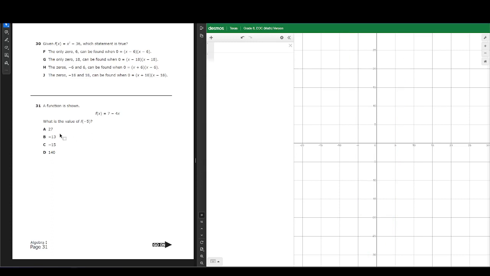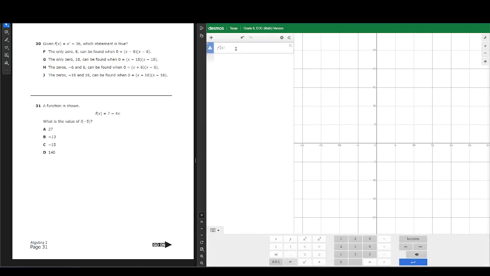F of x equals 7 minus 4x. What is the value of f of negative 5? This is what we call a simplified explicit equation, meaning we can plug in x values to evaluate the function. So we can put negative 5 here. That's 7 plus 20, which is 27.